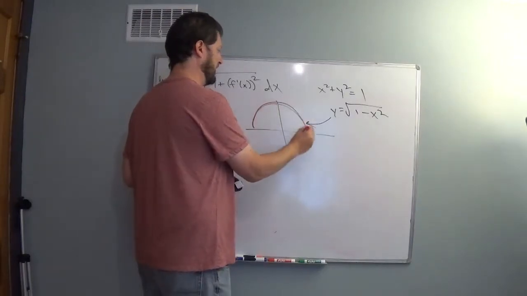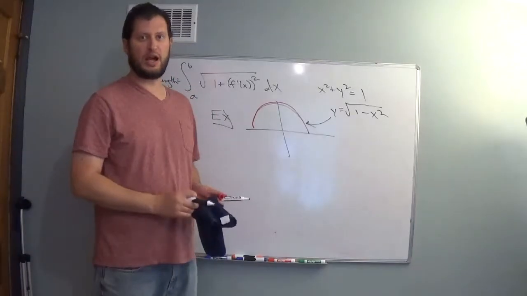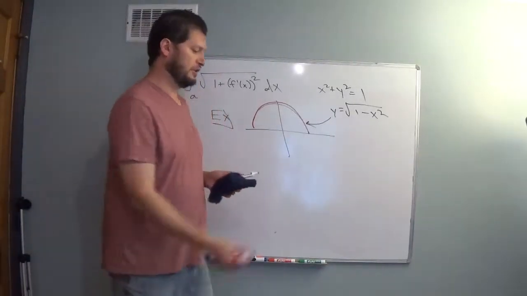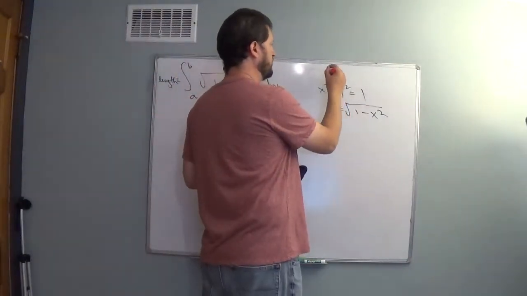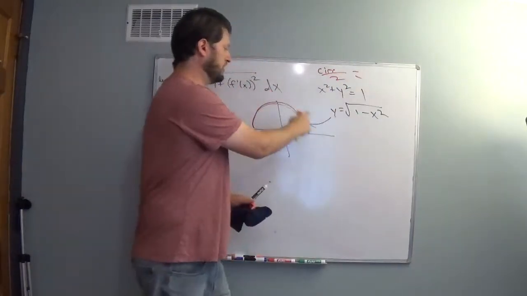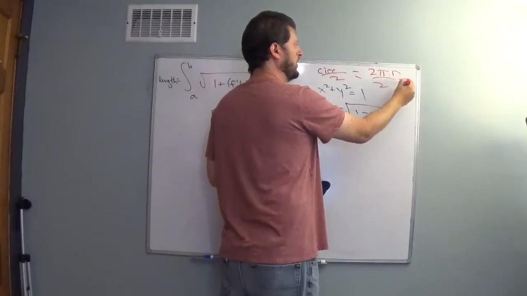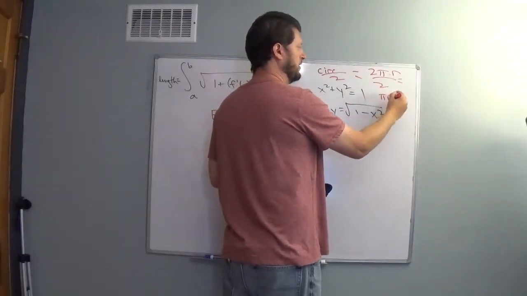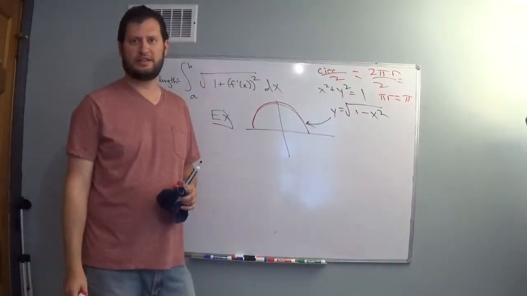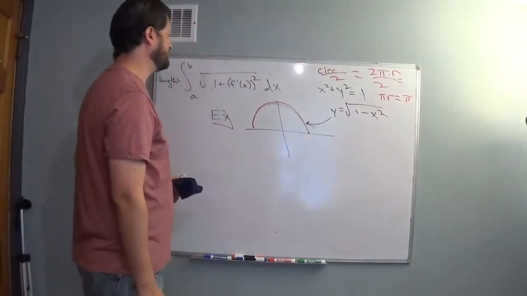What is the length of that red upper half circle? We can answer that just from geometry, because we know that the circumference of the circle is 2 pi r. So the answer should be the circumference over 2, because it's just half of the circumference. So it should be 2 pi times r over 2, which is just pi r, but the radius of the circle is 1. So we better end up getting pi back. That's the idea.